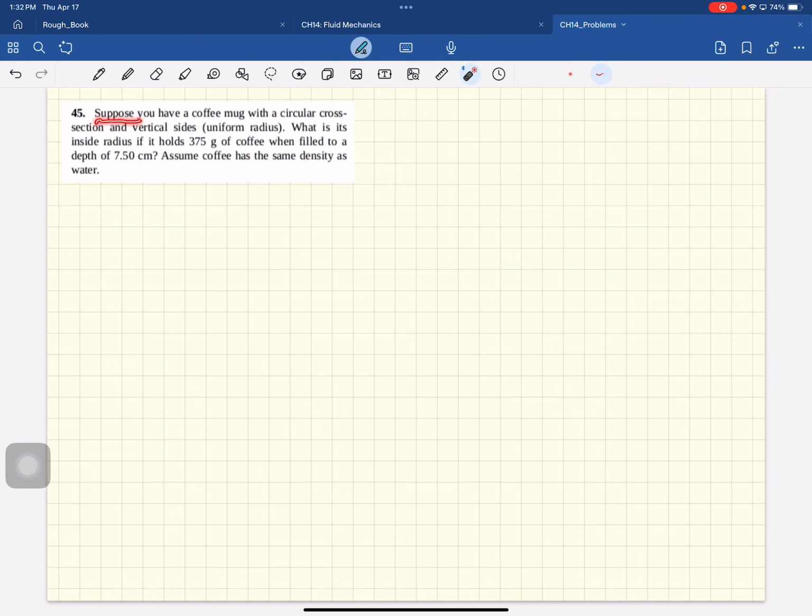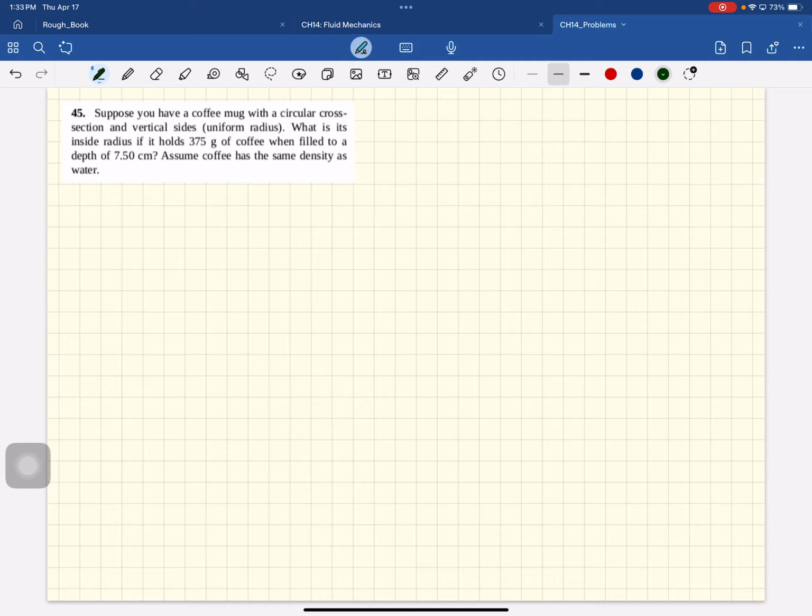Okay, this problem says, suppose that you have a coffee mug with a circular cross-section and vertical sides. What is its inside radius if it holds 375 grams of coffee when filled to a depth of 7.5 centimeters? Assume coffee has the same density as water.